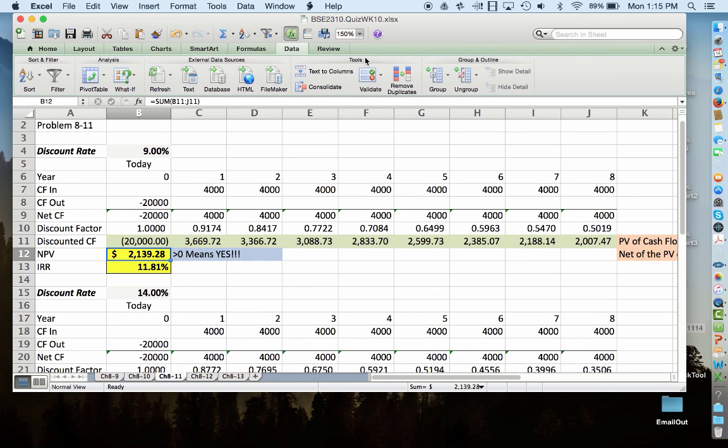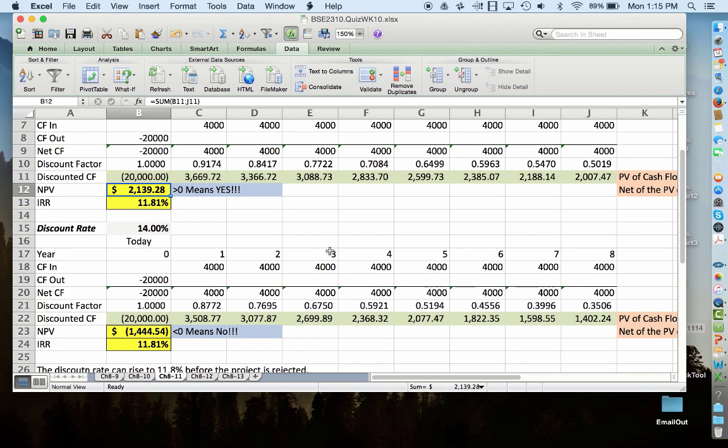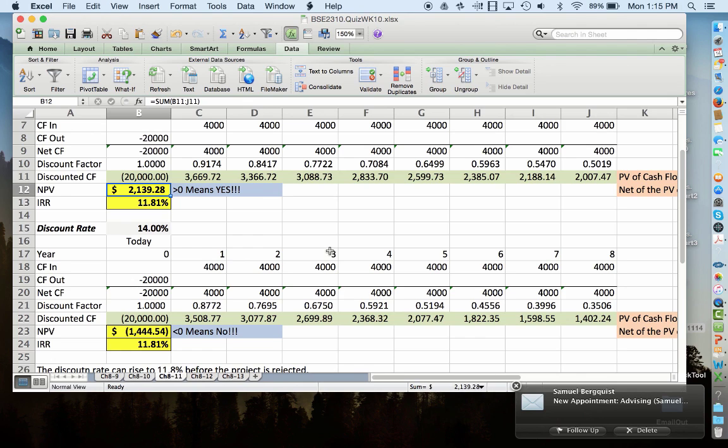And the top one uses 9% as a discount rate. The one below uses the 14%. And there's obviously a difference. So why is the project at a discount rate of 14%, why would it be negative?